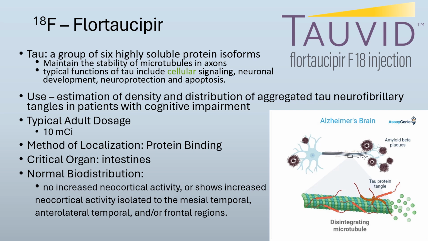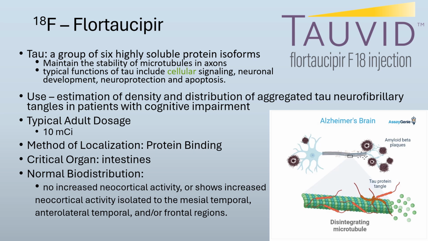What we're really looking for is to see if they have Alzheimer's or if it's progressing, kind of stage it, and look at the efficacy of treatments or drugs that are used. The typical adult dose for this is 10 millicuries. Method of localization is protein binding. The critical organ is the intestines.